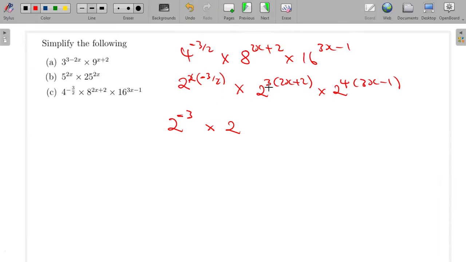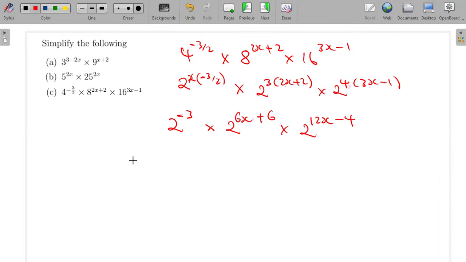Here, the 3, you can distribute the 3 such that 3 multiplied by 2x, you get 6x. 3 multiplied by the 2 there is going to just be plus 6. Then multiplied by 2, here you have 4. So 4 multiplied by 3x, that will be 12x. And then 4 multiplied by the negative 1, you get negative 4.